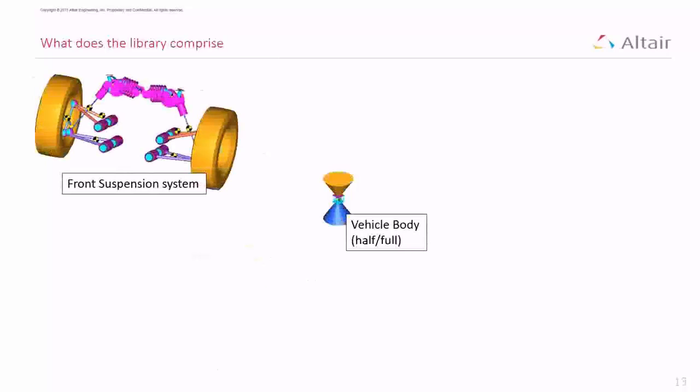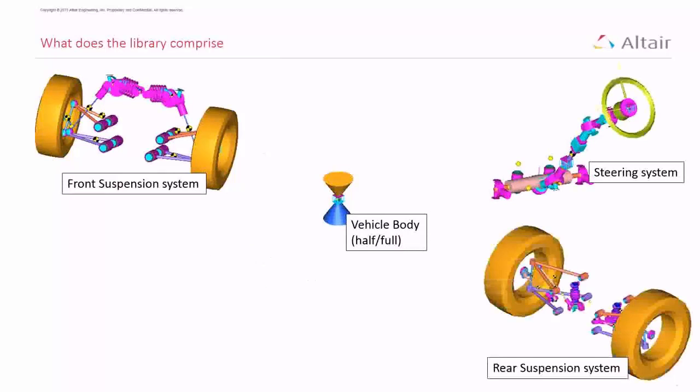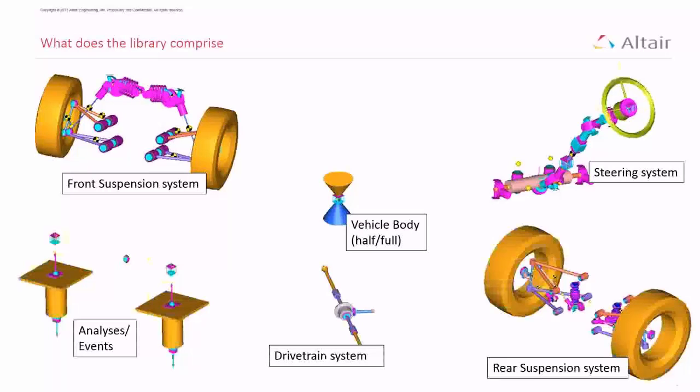So what does the library comprise? It has the vehicle body. You have one system for half and one for full vehicles. It has the front suspension system, steering system, rear suspension system, a drivetrain system. You have analyses or events that you want to study, and it has some spring tires if you want to study the full vehicle behavior as well. So we are really talking about systems when you're using the vehicle library.